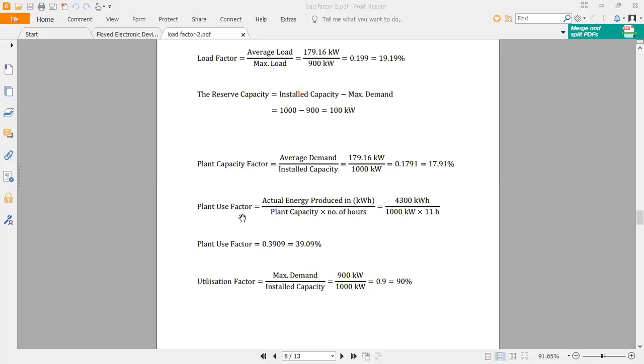Plant use factor, coming towards this: actual energy produced in kilowatt hour. Actual energy produced in kilowatt hour is 43,000 kilowatt hour. And where does it come from?